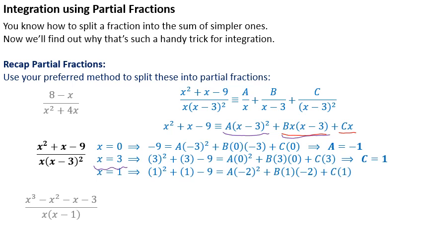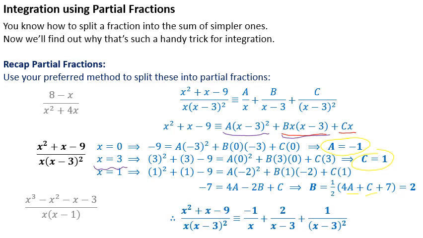So let's try x equals 1. It's a nice, easy option. On the left-hand side, we have 1 squared, add 1 minus 9. And on the right-hand side, we will have 4a minus 2b and c. Well, if we put all that together, remember we can rearrange this and we can substitute in the values that we already have. We know what a is and we know what c is. So we can make use of those and simplify and solve for b. Now we've got the value of b. The last thing to do is to go back to our original fraction and rewrite with the appropriate values a, b, and c in their appropriate places.